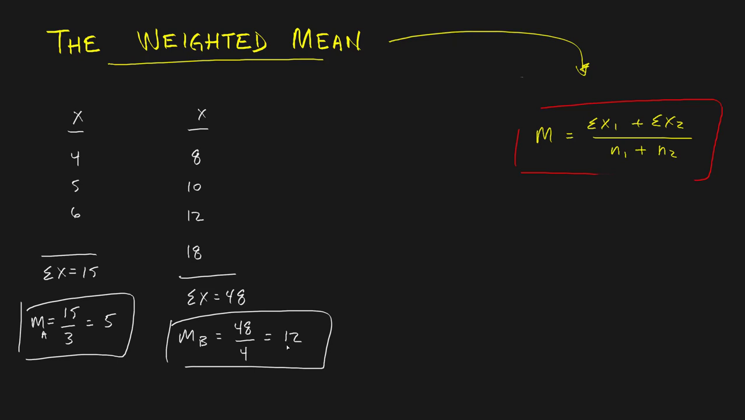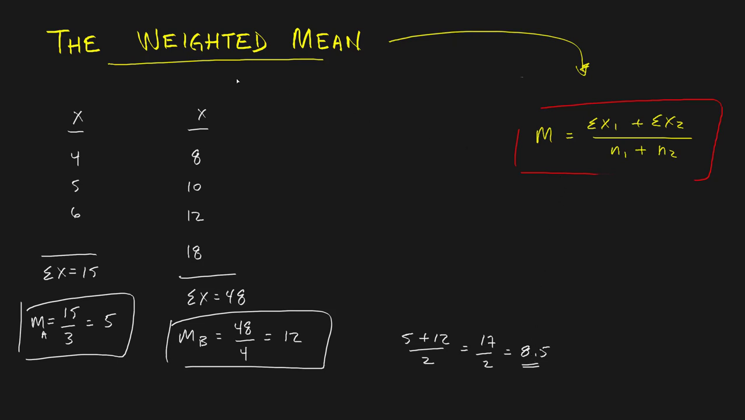Now, I can't just take the average of these two. It's not as simple as that. The average, incidentally, of 5 and 12, 5 plus 12 divided by 2, keep in mind, this is going to be wrong. I just want to show you that this is not the way to do it. 5 plus 12 is 17. 17 over 2 gives me 8.5. So that will not be our mean.